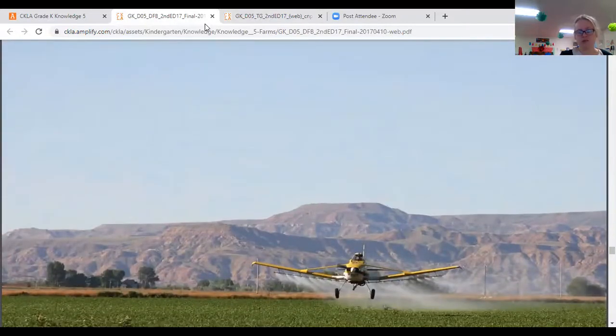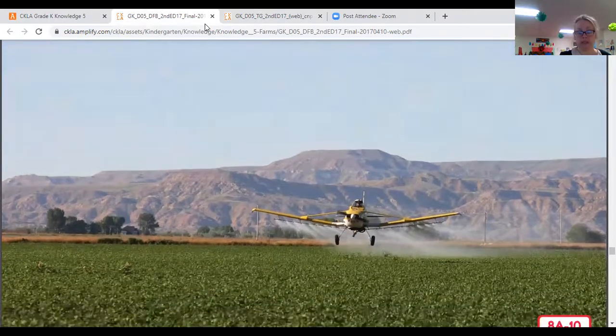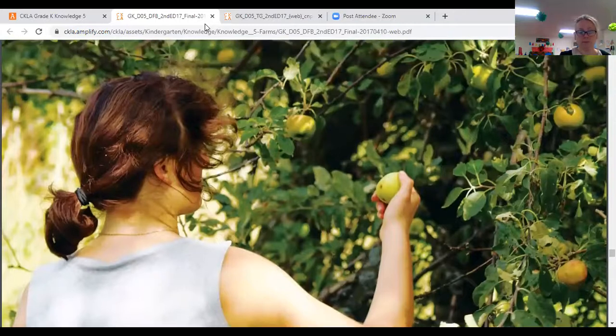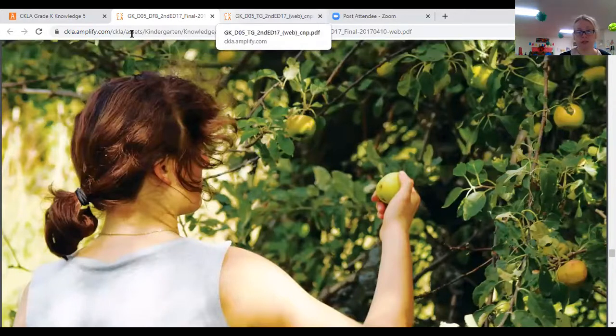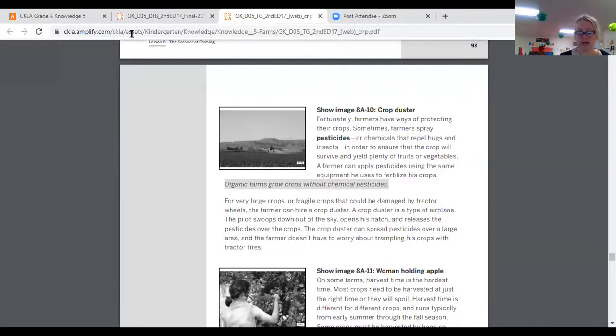So one thing that the farmers can do is they can use a crop duster. A crop duster will come and spray pesticides on the crops so that it will get rid of the bugs and wormies and stuff so that they won't eat the crops all the way up. That's good. Also, that's why it's really, really important to wash our fruits and vegetables, because they have been treated in that way to get rid of the pesticides.